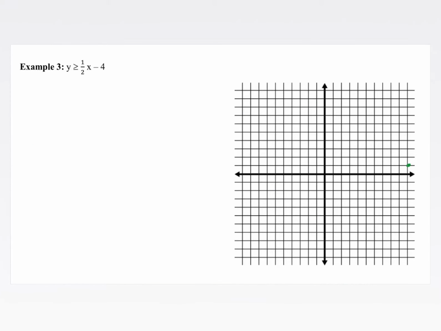Moving on to our last example, we have y is greater than or equal to 1/2 x minus 4. Now this is already in slope-intercept form, so we can just graph it on our coordinate grid. So our y-intercept is negative 4, and our slope is positive 1/2, so we're going to rise 1, run 2, rise 1, run 2. We can also extend our graph in the opposite direction by falling 1 to the left 2, and repeating.